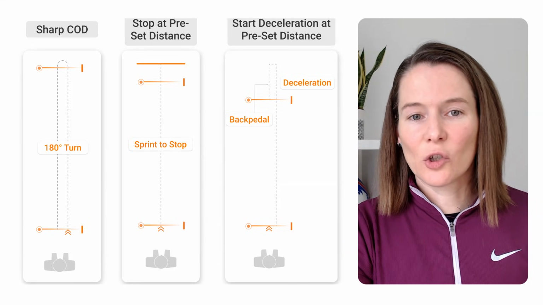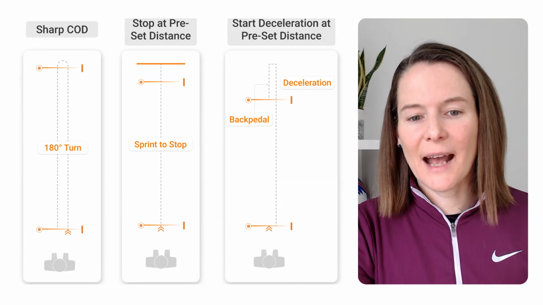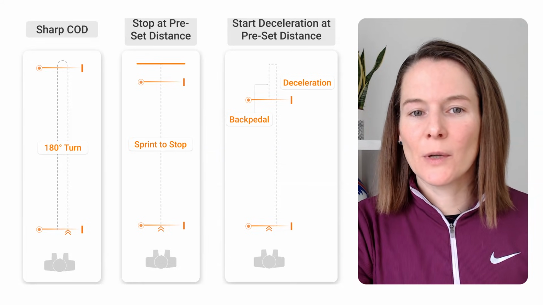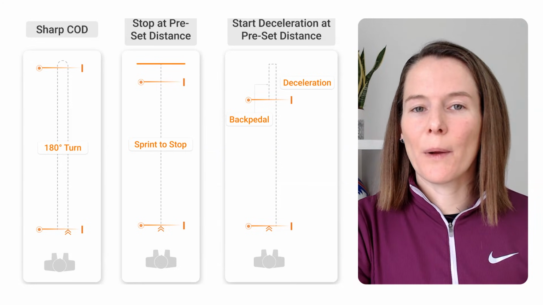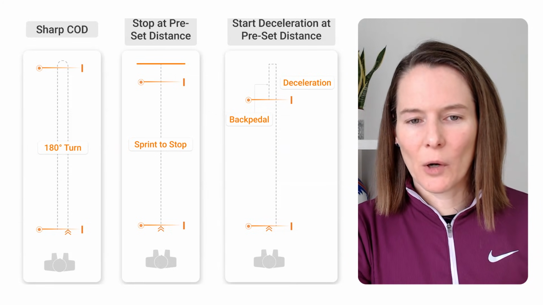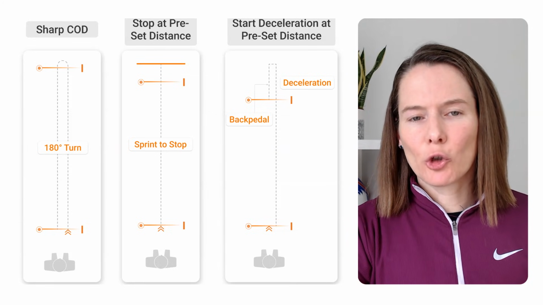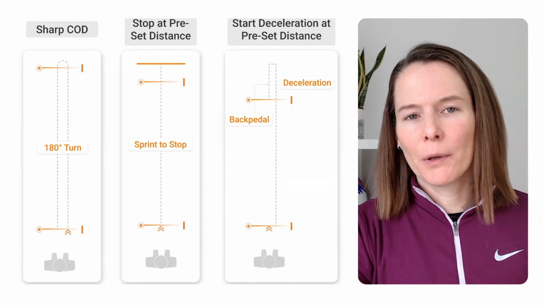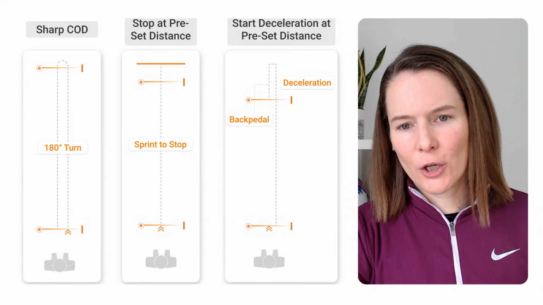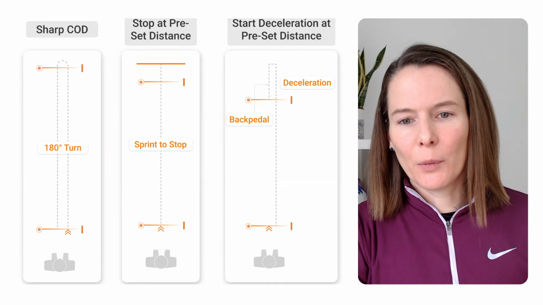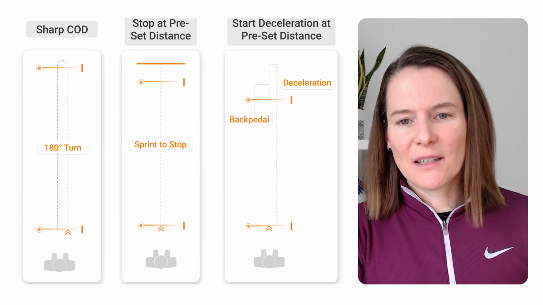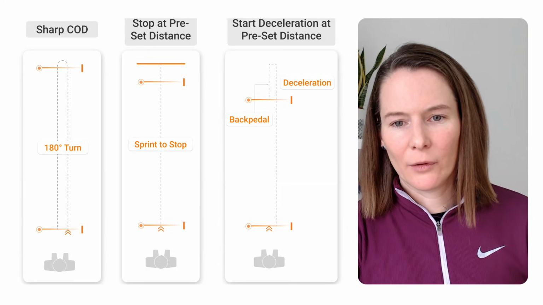Secondly, we have our stop at a preset distance, where the athletes increase their speed up to a sprint before then having to decelerate themselves and stop at a particular point, whatever this distance might be. In that example, whilst we're constraining where the athlete needs to stop, we might also constrain where they should start their deceleration. You can see that in this third example, where there is a marker where they start their deceleration before backpedaling through.